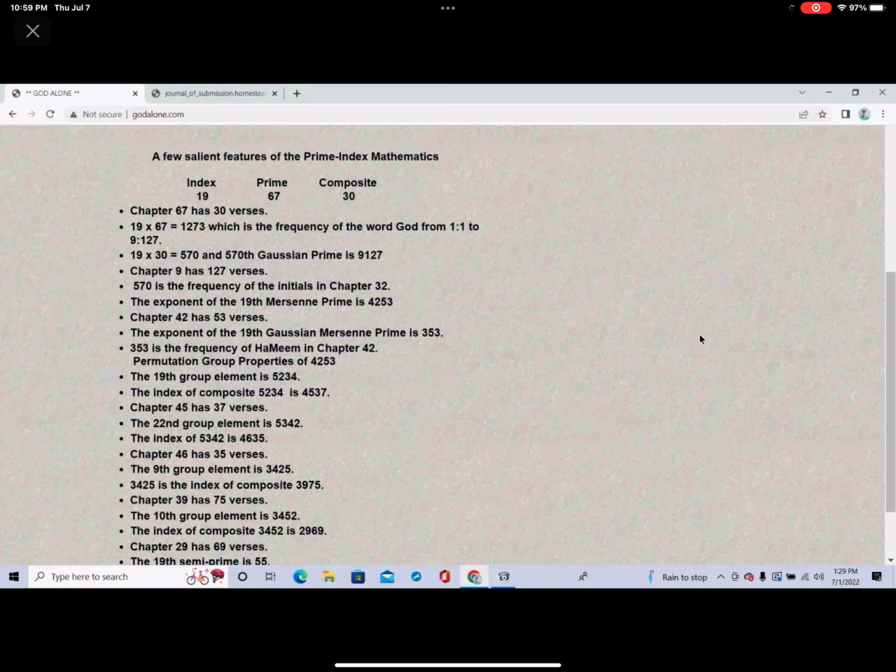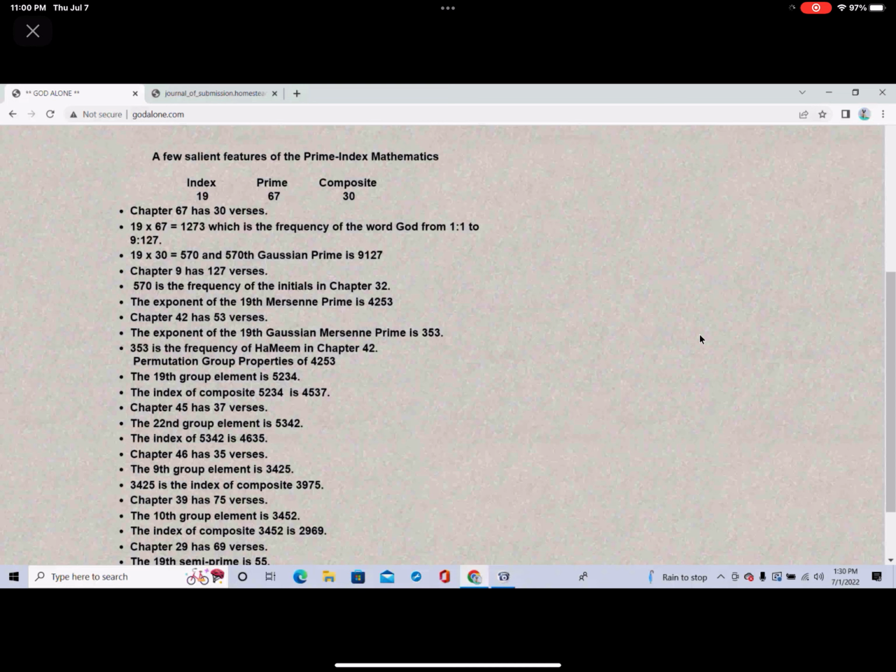That means you multiply 2 by itself 4,253 times, and then you subtract 1 from that, and you get a number which has 1,281 digits. That number will start with 19 on the left side. That number happens to be a Mersenne prime, and its exponent is 4,253.